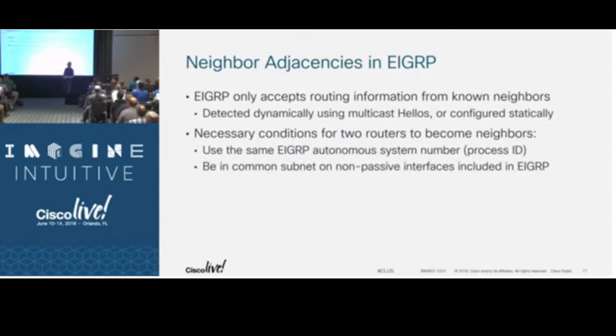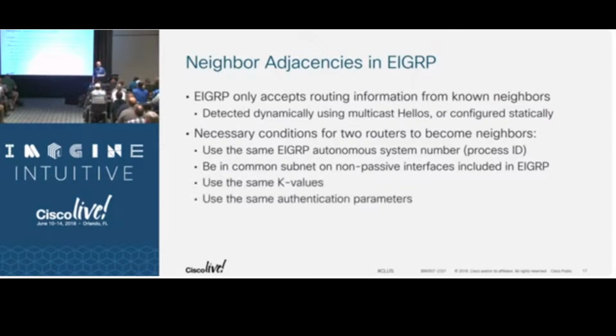We need to use the same process number, sometimes also called the EIGRP AS number. We need to be on the common subnet, connected with an interface that is enabled in EIGRP and is not passive. Use the same K values and use the same authentication. Well, these are the necessary conditions. Sometimes things can still go wrong, but this has to be met.